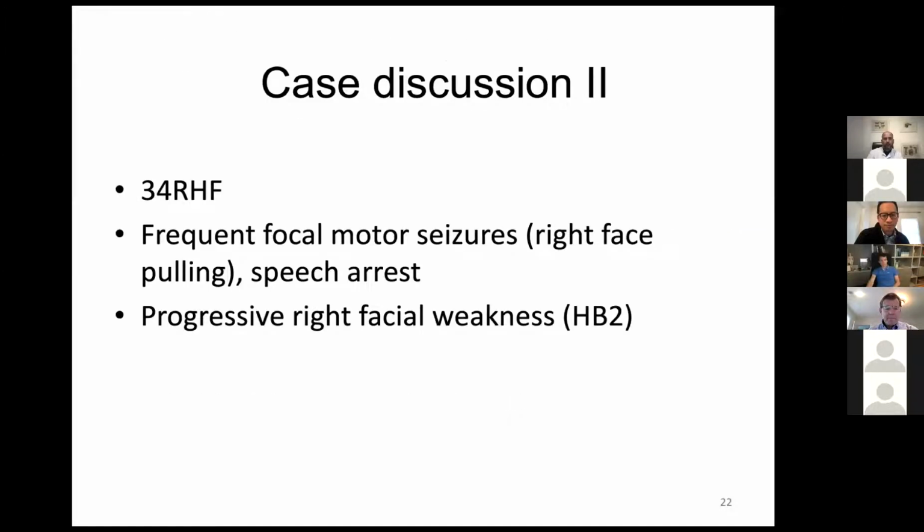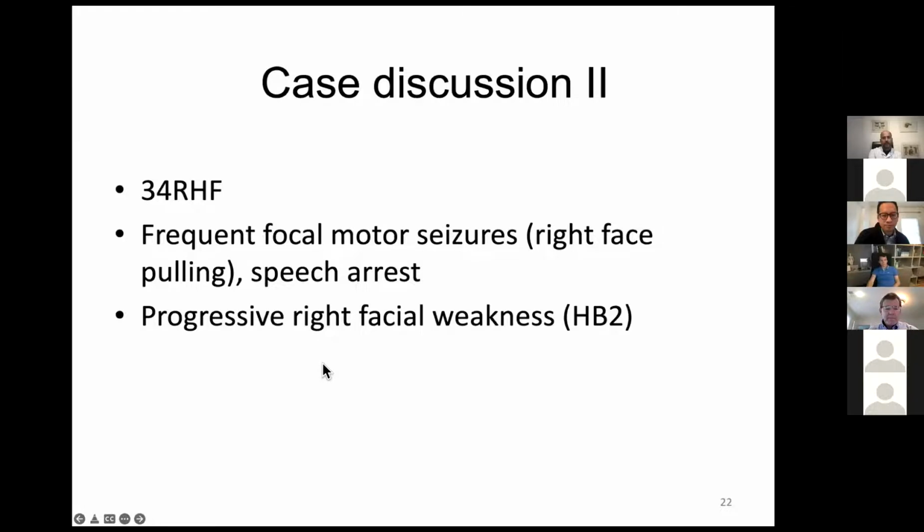This is a different case that I think is very similar to the ones I presented previously. This is one that I saw just last week. It was convenient to include in this. But some new principles. A 34-year-old right-handed woman who presented with very, very frequent focal motor seizures involving the right face pulling and occasionally speech arrest, and then also developed progressive facial weakness, House-Brackmann 2. So from this history, you are suspecting something very close to the rolandic cortex.